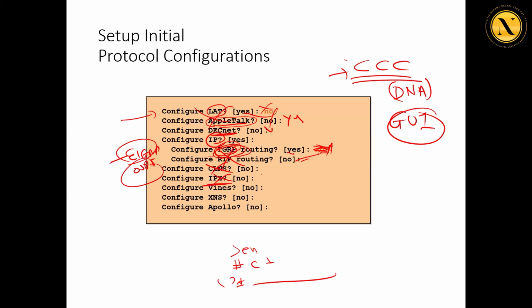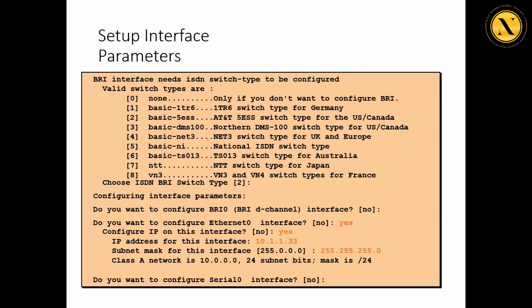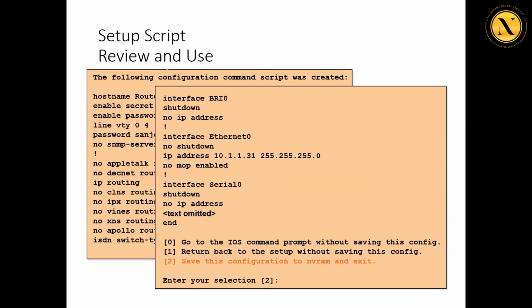But IPX, no. Internetwork Packet Exchange, that's Novell networks. If your company is using this, you can say yes. We are not going to say yes, and no to everybody else except for IP. This is all gone now because this was the configuration of the BRI port, ISDN. So we are not discussing this. We don't have this old one.